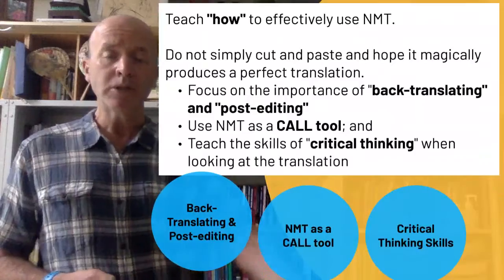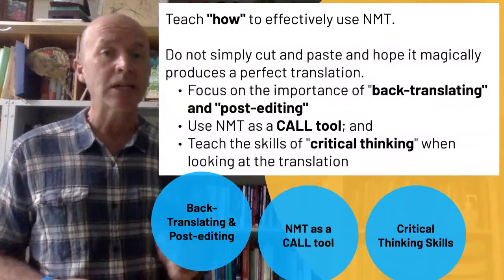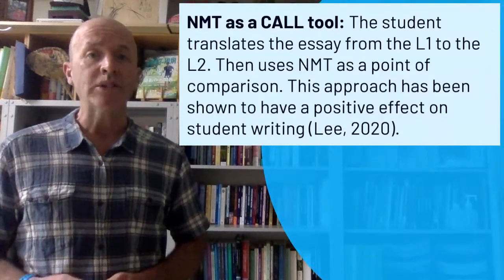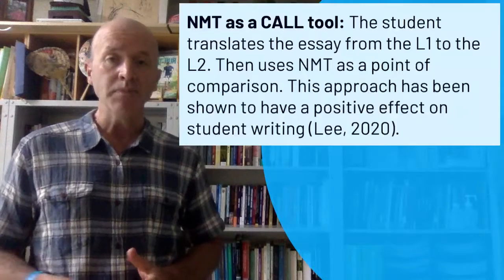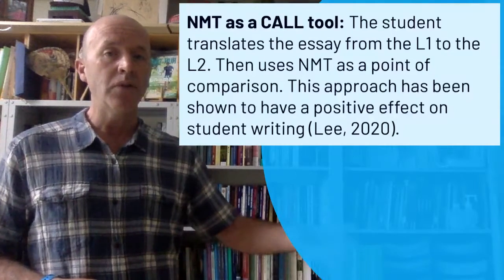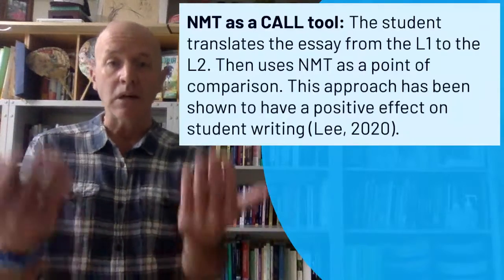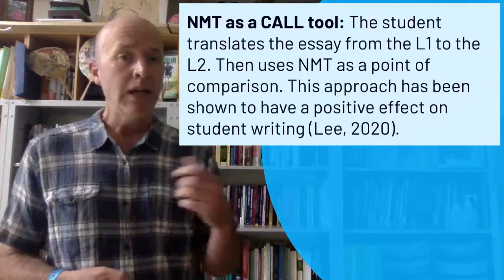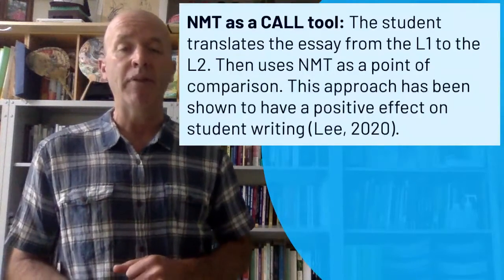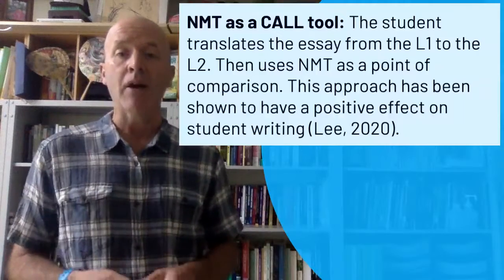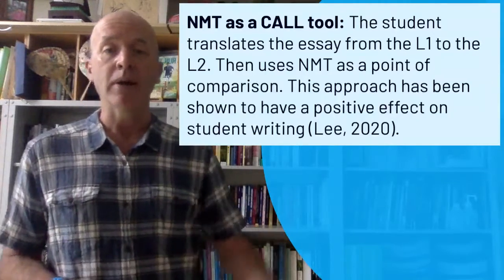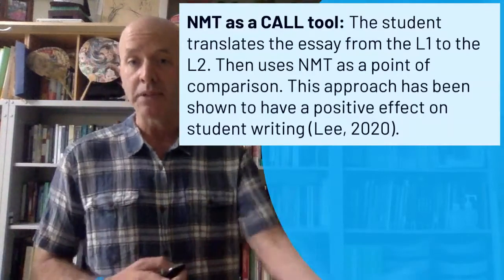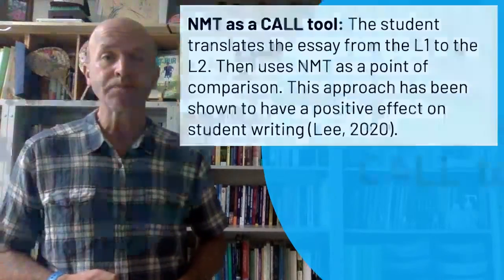The one that I think is probably most useful is this idea of using it as a CALL tool. And this has been done with Lee quite recently in this study, where the student translates the essay from the L1 to the L2, but then uses the neural machine translation as a point of comparison. And so the student can actually have two translations, one their own and one the machine's. And this approach has been shown to have a positive effect on student writing. And so they can kind of compare how they translated compared to how a machine might do it, and why perhaps in some cases theirs is better, and perhaps in other cases the machine's is better.